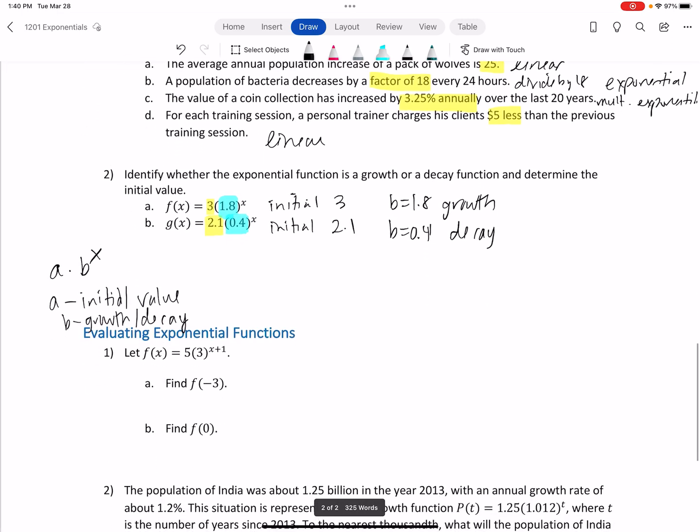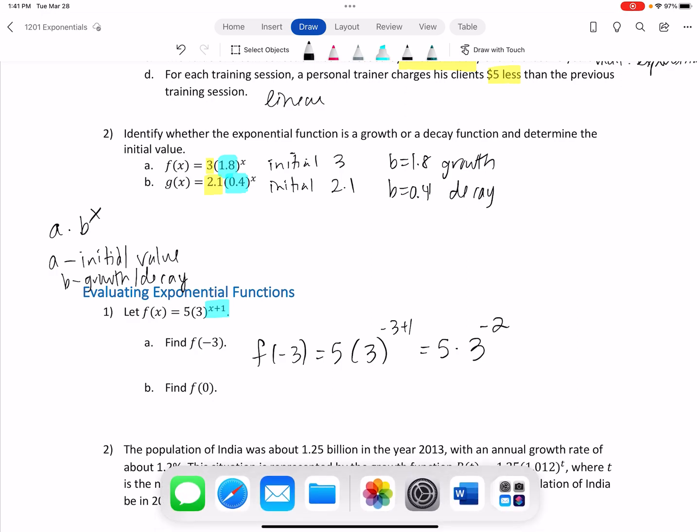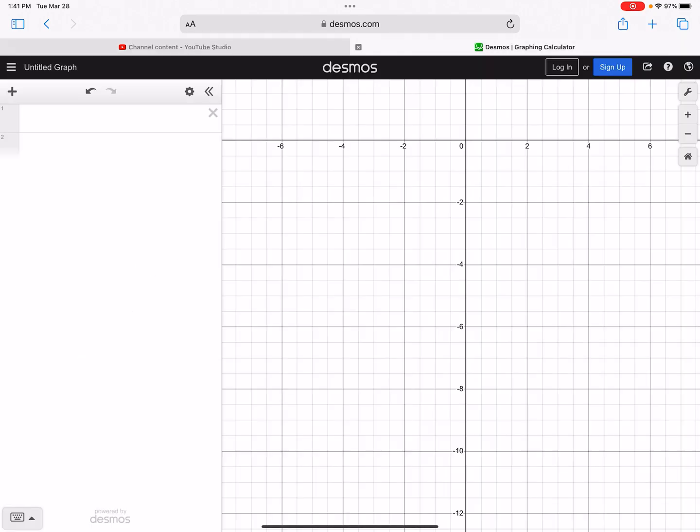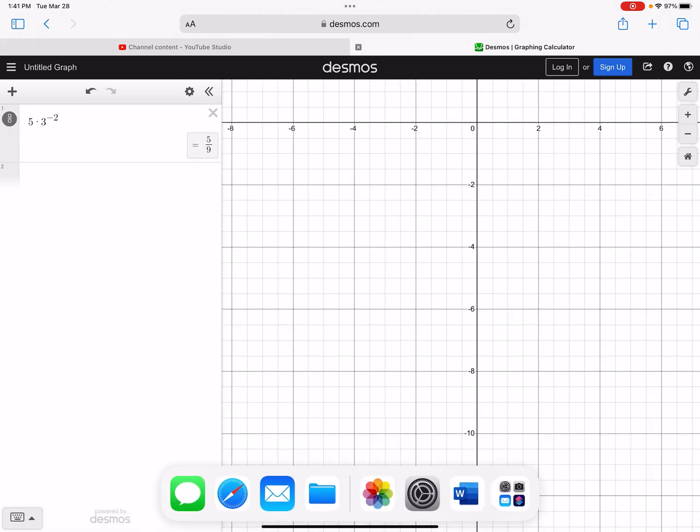So how do we evaluate exponential functions? Here's a function, 5 times 3 to the x plus 1. So this whole x plus 1 is in the exponent up there. If I want to find f of negative 3, I'm going to do 5 times 3 to the negative 3 plus 1, or 5 times 3 to the negative 2. You can put that in your calculator. 5 times 3 to the negative 2 gives me 5/9.